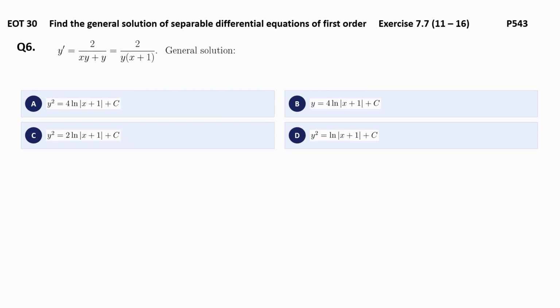Now let's move to the final question of our EOT. Question number 6 of EOT 30. Here already they have grouped for you in the question. In case if not, you are supposed to identify the common factor, that's y, and take it outside. Got it? Now what about y prime, dy by dx? So when you rewrite dy, already you have a y here, right? So when it goes to the other side, it becomes y dy. That's equal to 2, and your dx will come to the right side, so it becomes dx over x plus 1.